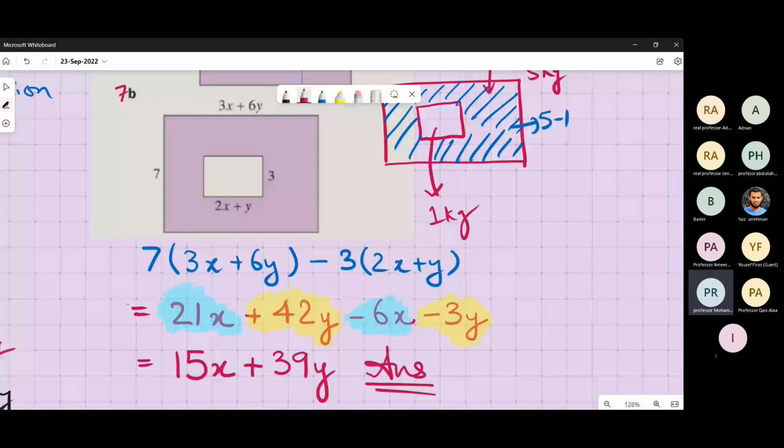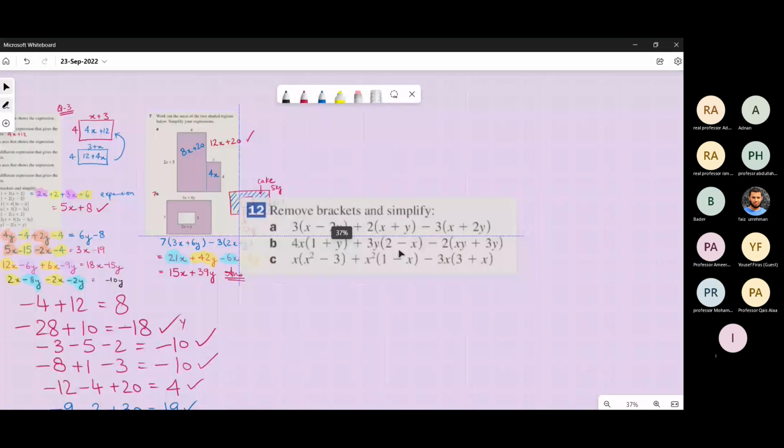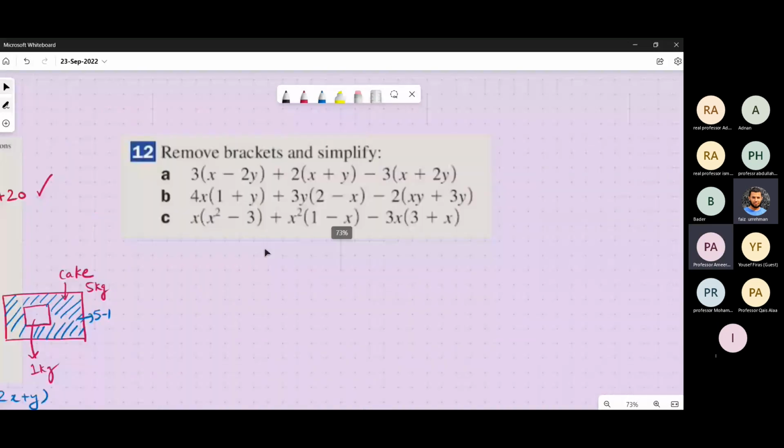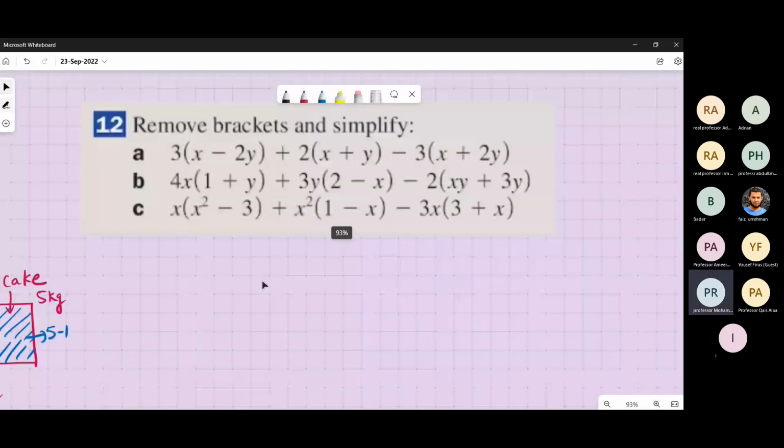Is this the last question that we answer? Yes, this is for grade 7, not for grade 10. Same logic, but instead of two brackets, there are 3 brackets now. Same logic.